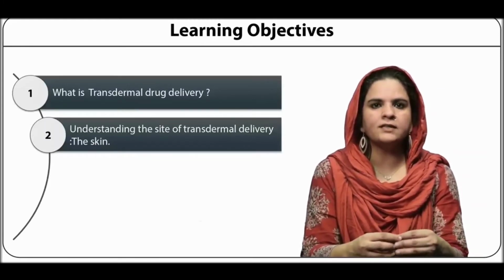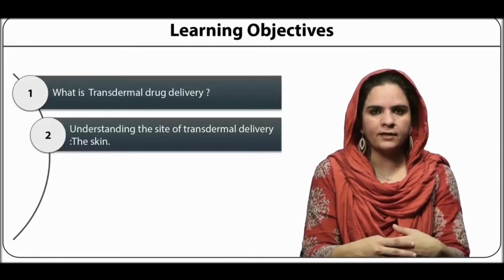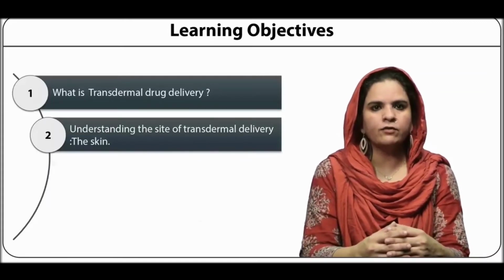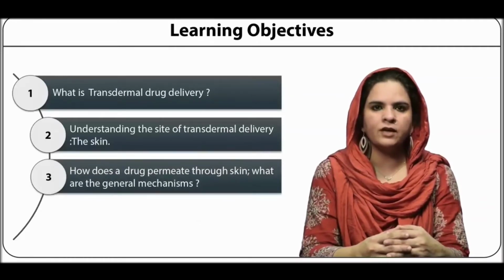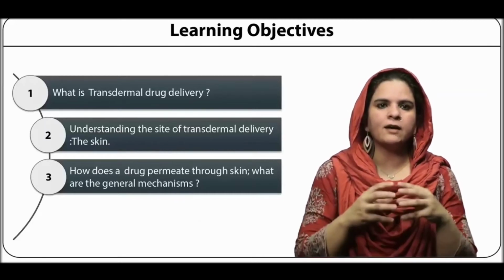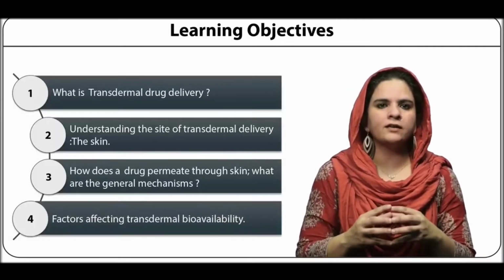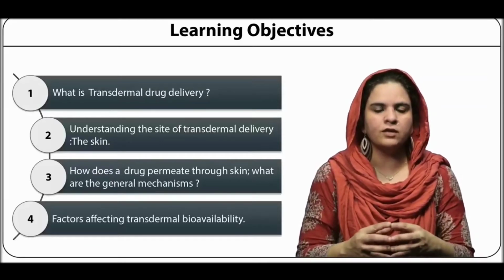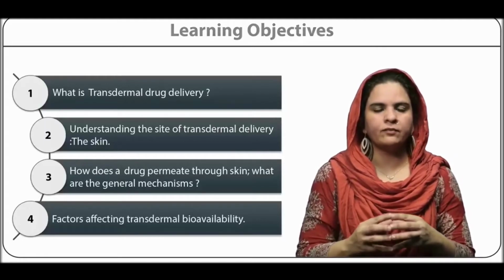Skin is primarily the site of transdermal drug delivery. We'll try to understand the anatomy and the biochemical aspects of the skin. Later on, we would focus on the various mechanisms which are used for drug permeation through the skin. Towards the end of the module, we will highlight the factors of transdermal bioavailability. There are a gamut of factors which are responsible for the availability of the drug through the transdermal route. Therefore, we will try to understand each one of these factors one by one.